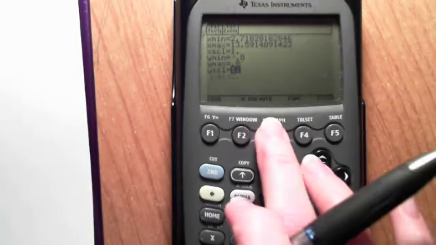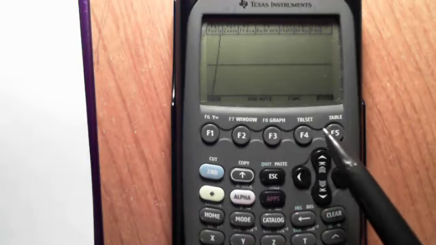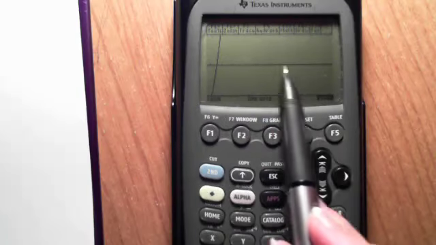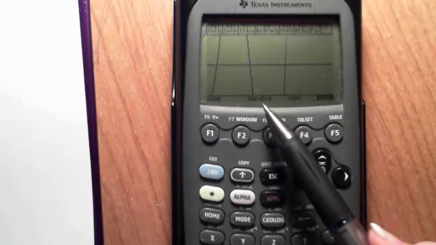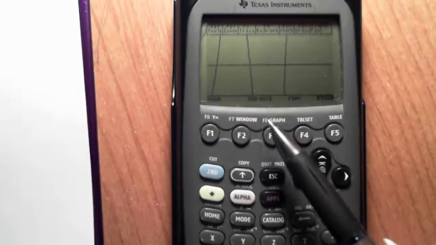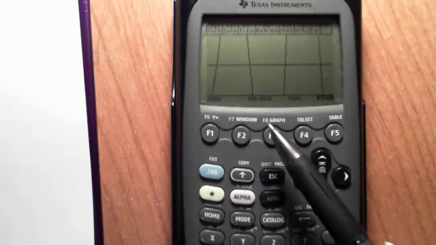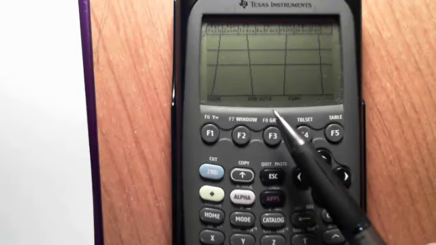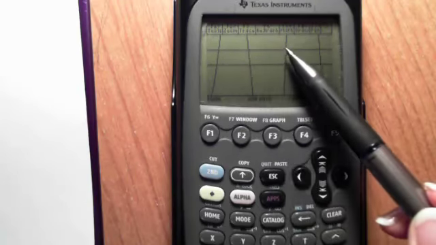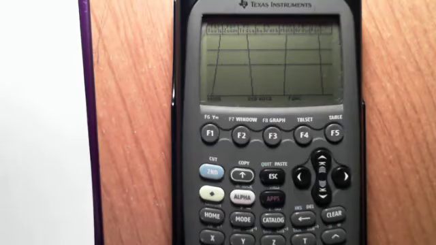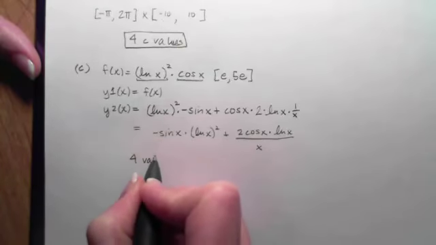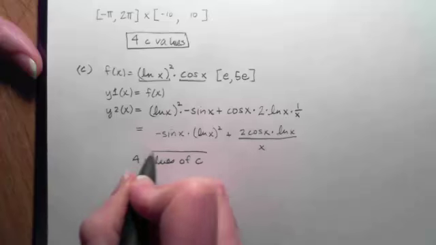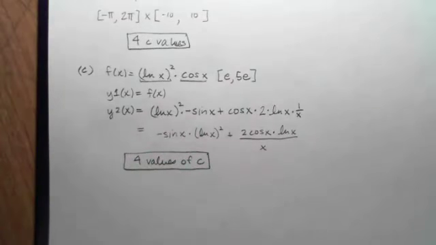Now if I graph, we can see here's our regular axis, here comes our derivative, and now here comes our secant slope. And we can count how many times it intersects. 1, 2, 3, 4. So back in the problem, we have 4 values of C. Long problem, but we're done.